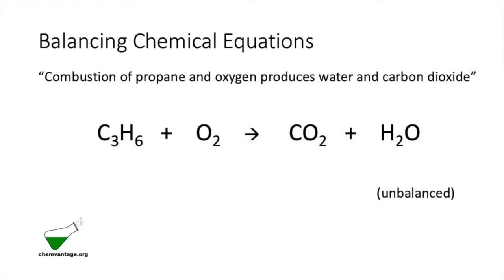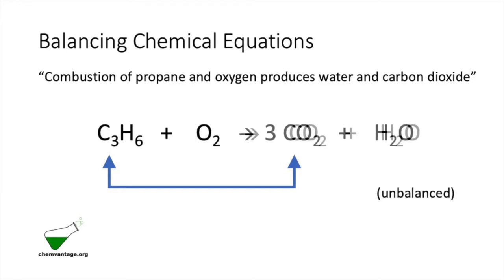Balancing the reaction for combustion of propane is a little bit more challenging. We start by comparing the number of carbon atoms on each side. To achieve balance, we need to multiply the product CO2 by 3 to match the 3 carbon atoms in the reactant, propane. Now the carbon balance is okay, but the hydrogen and oxygen are still unbalanced.